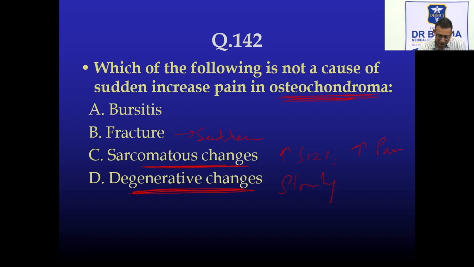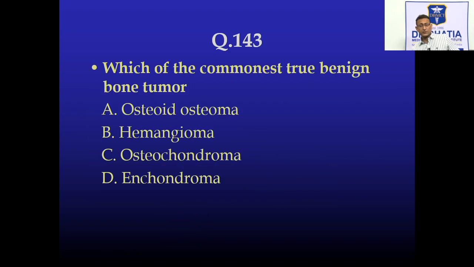Okay, so in osteochondroma, degenerative changes will lead to a slow increase in the size, it will lead to inflammation of the soft tissue around it due to degeneration, that will lead to formation of fluid in the bursa, and these changes will be slow. So question 142 will have answer D, degenerative changes. So next question is 143. Which of the following is the commonest true benign tumor?